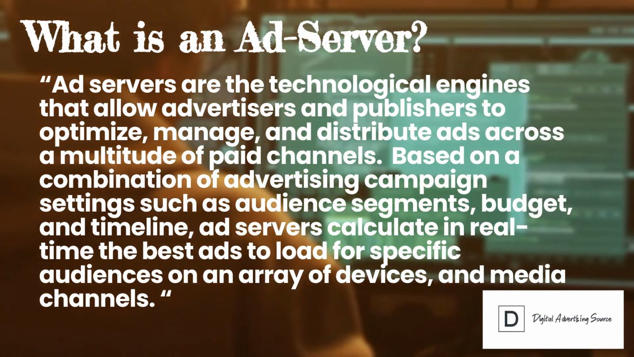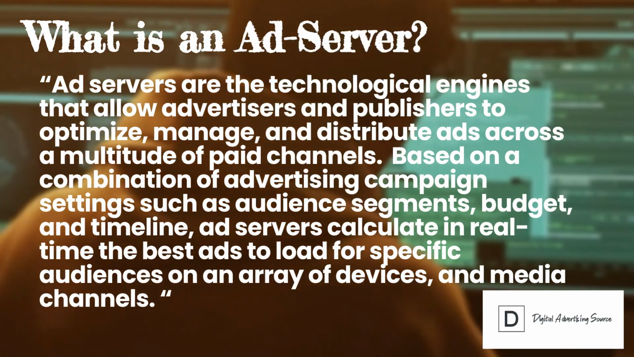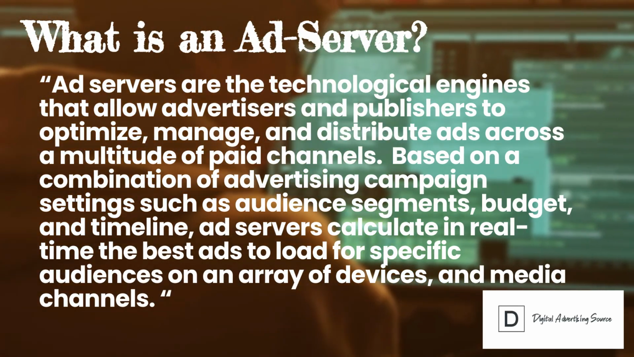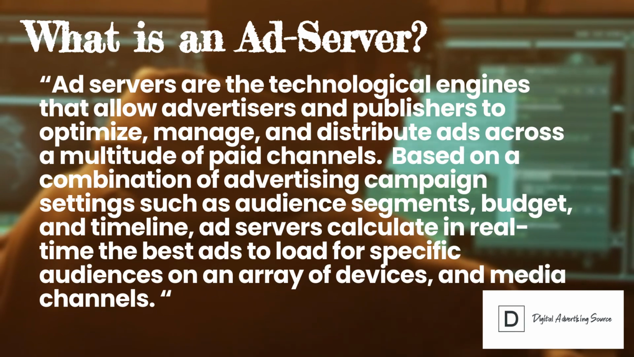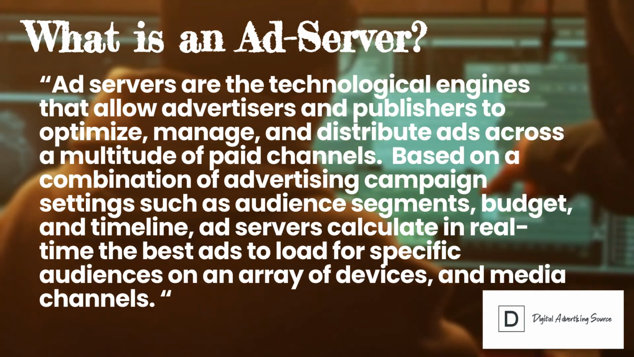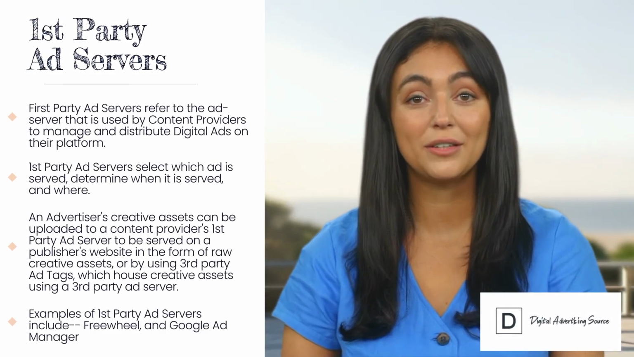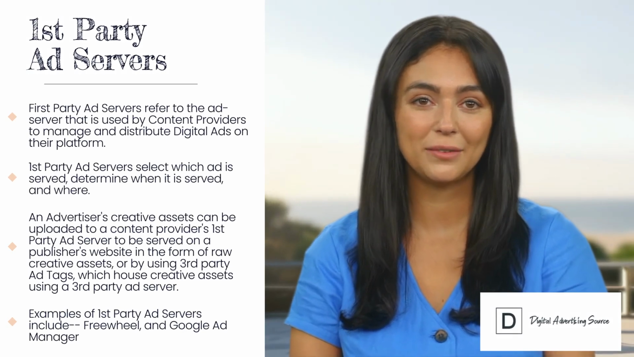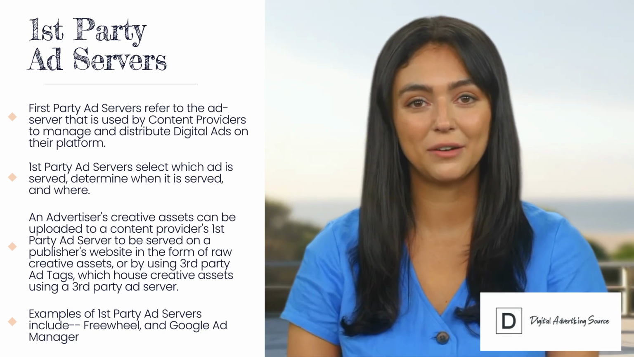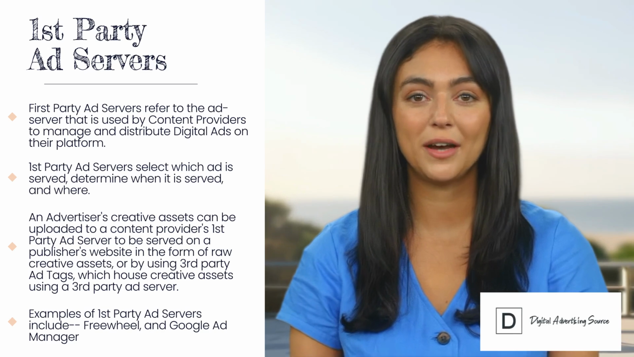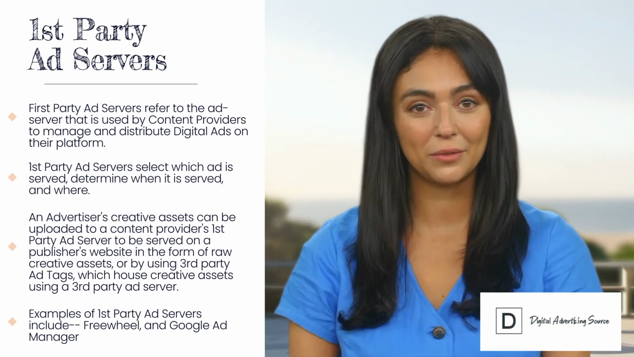There are two types of ad servers that we are going to learn about today, including first-party ad servers and third-party ad servers. Now let's learn a little bit more about each of these ad server types, starting with first-party ad servers. First-party ad servers refer to the ad server that is used by content providers to manage and distribute digital ads on their platform. As we just learned, ad servers allow advertisers and publishers to optimize, manage, and distribute ads across a multitude of paid channels.